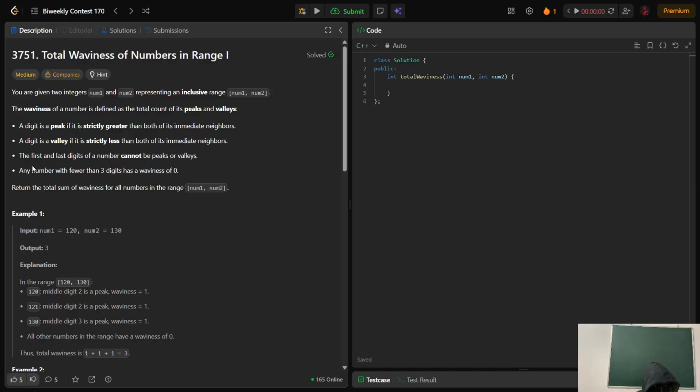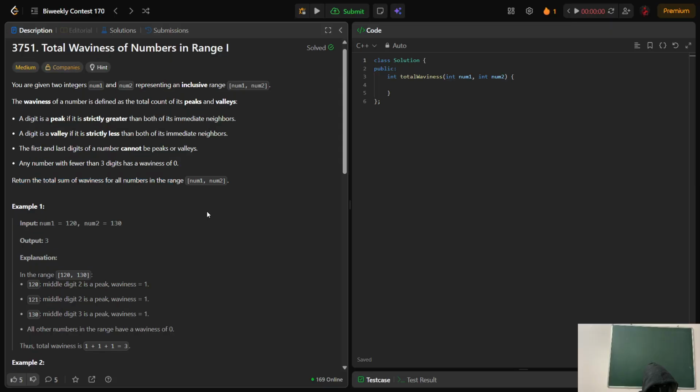The first and last digits of a number cannot be peaks or valleys. It is obvious, because if you consider the first digit, it does not have any value on the left-hand side, and the last digit does not have a value on the right-hand side. So any number with fewer than 3 digits has a waviness of 0. I'll explain on the board, don't worry. Return the total sum of waviness of all numbers in the range num1 to num2.